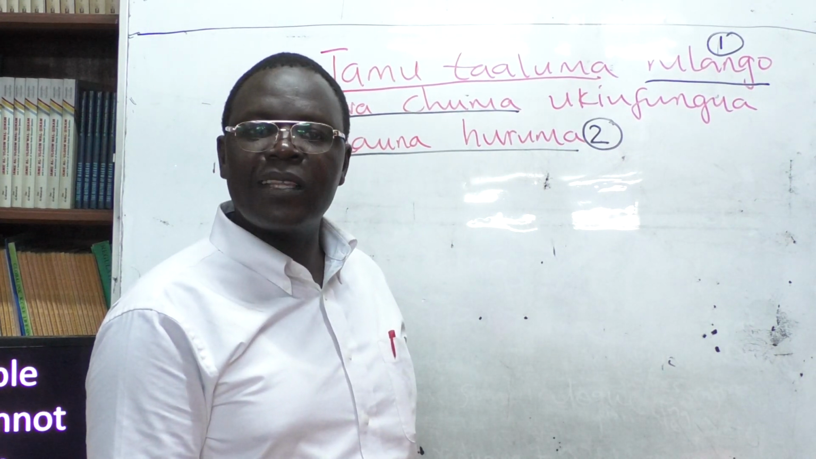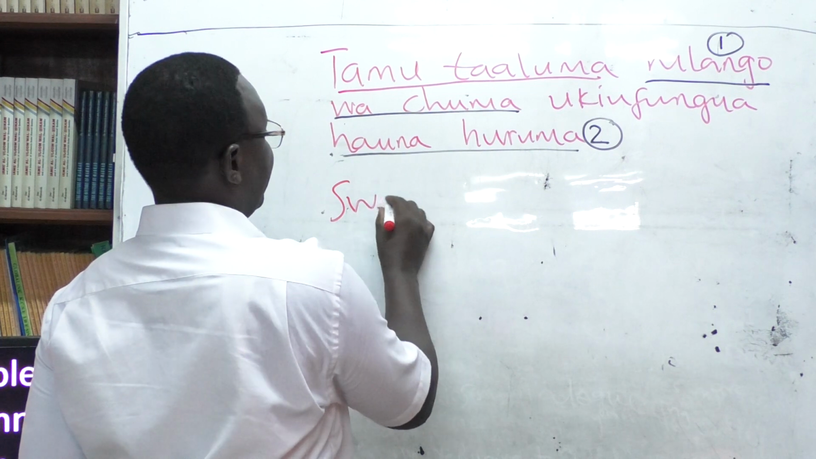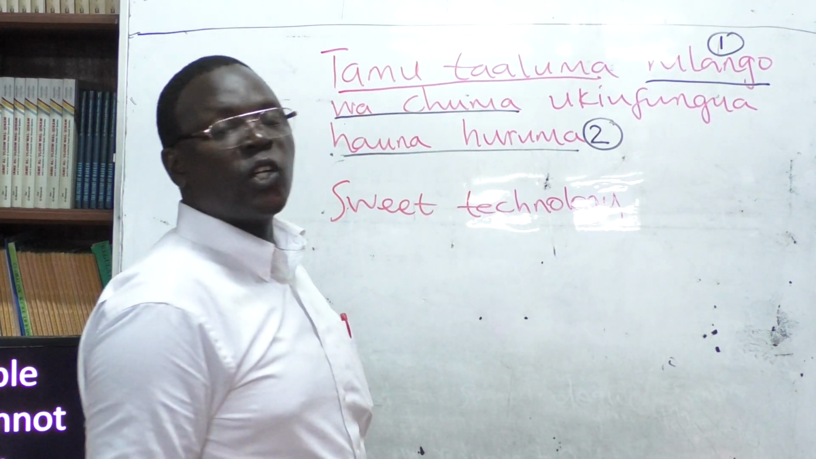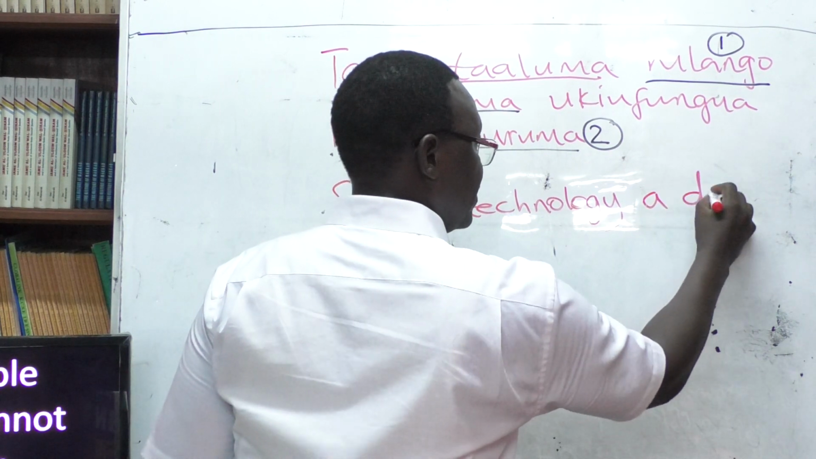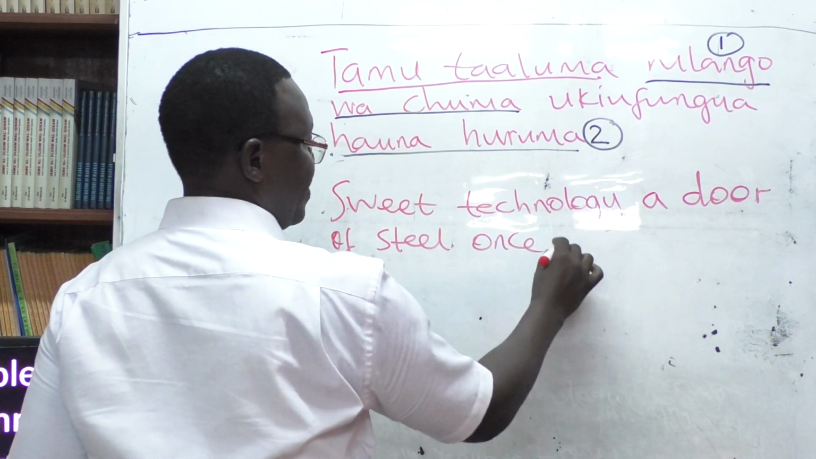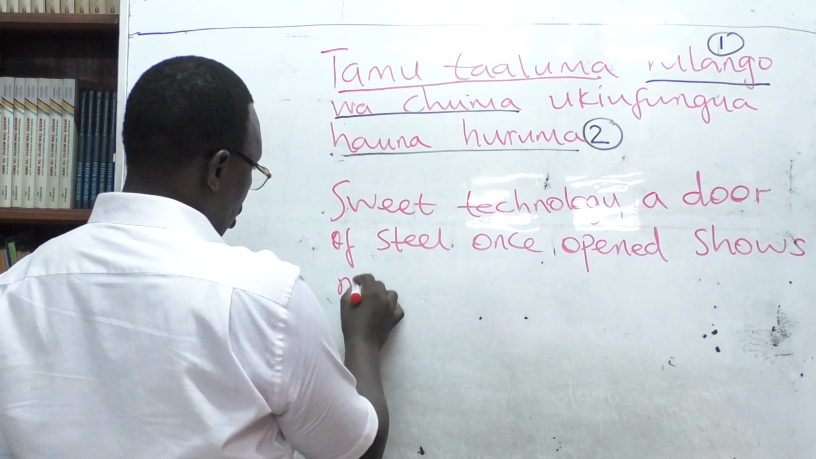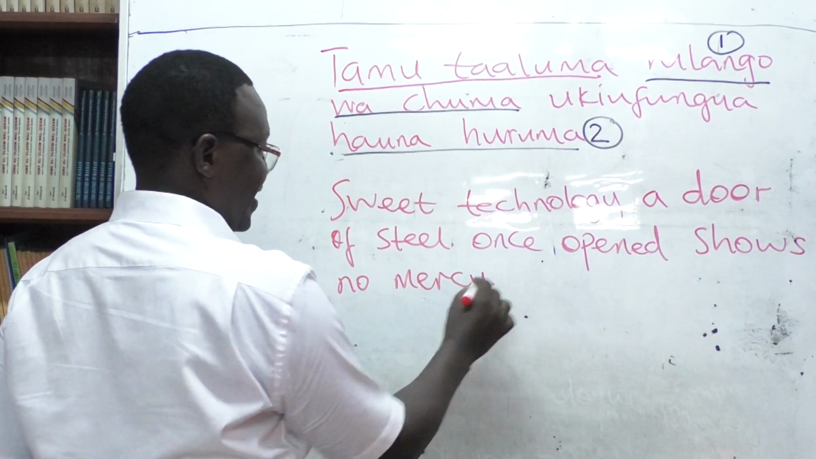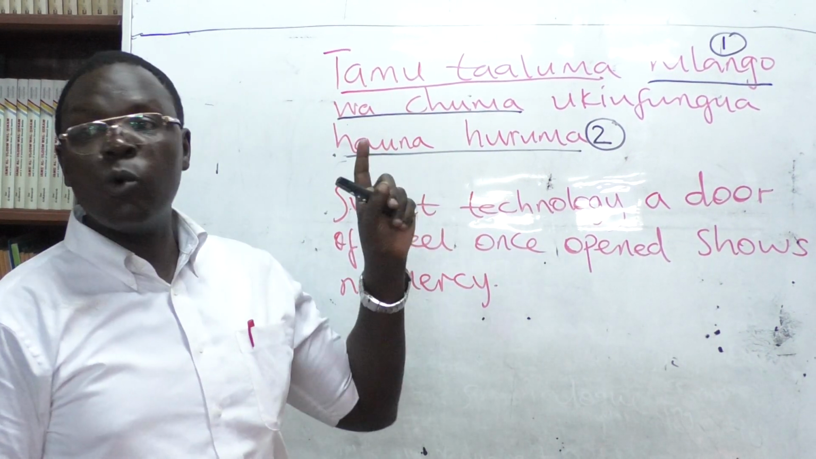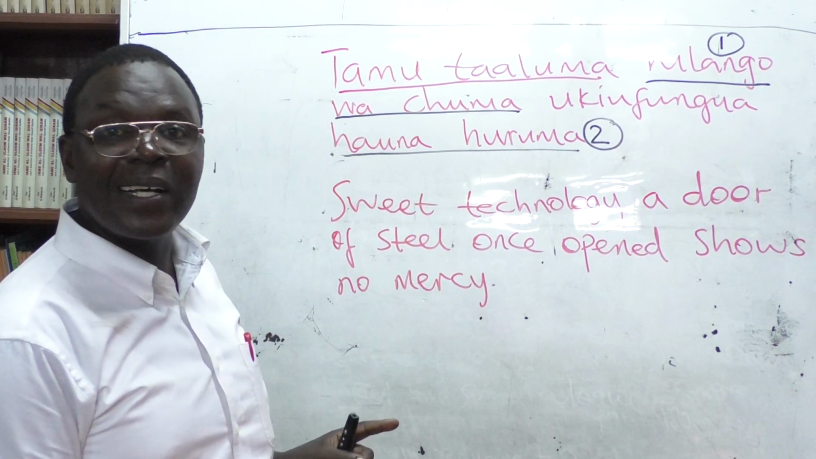What is the linguistic or the English translation of this metaphor? Look. Sweet technology, a door of steel. Once opened, shows no mercy. Tamu taaluma, mlango wa chuma, ukiufungua hauna huruma. Sweet technology, a door of steel, once opened, shows no mercy.